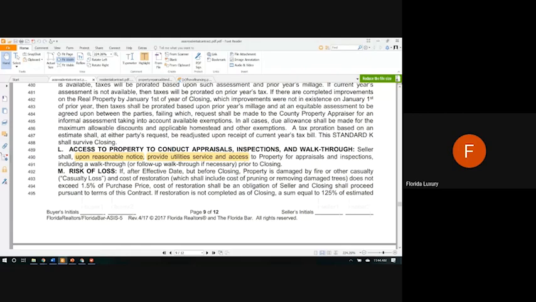Now, upon reasonable notice, what does that mean? In essence, what I have been told by attorneys is 24-hour notice is reasonable notice. So upon reasonable notice, give them 24 hours. That is considered reasonable. Some people may argue, well, that's not enough, I need 3 days notice. Technically, 24-hour notice for an inspection or an appraisal walkthrough should be sufficient.